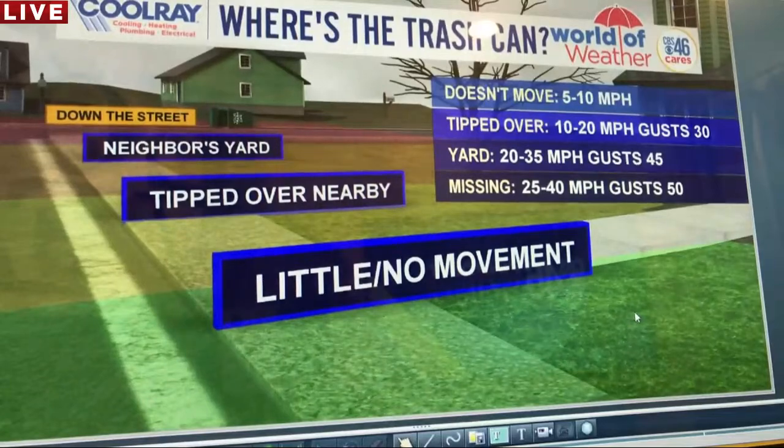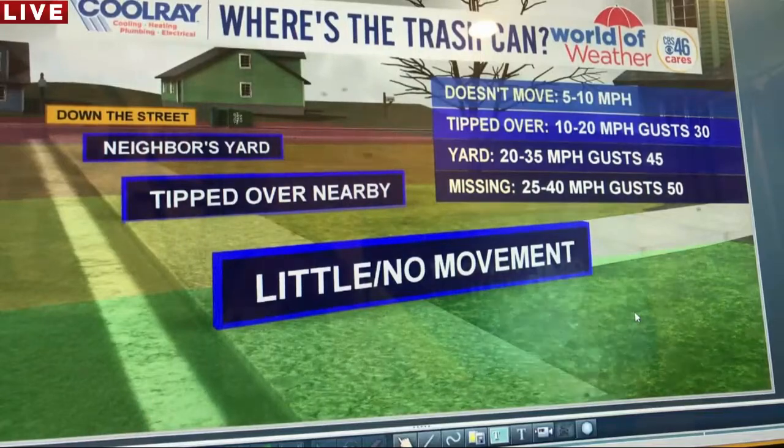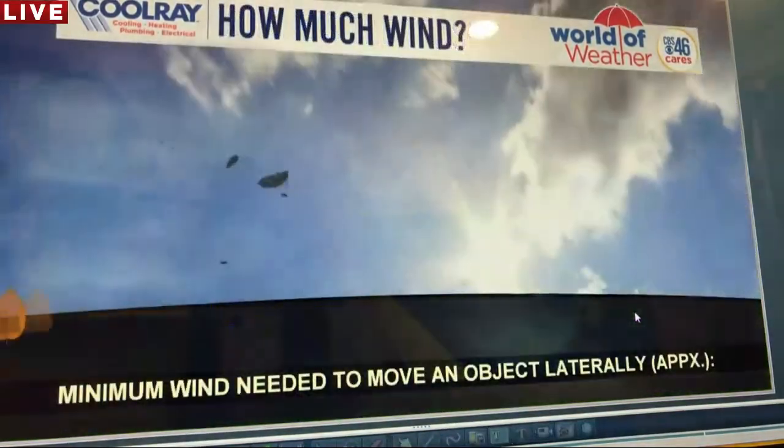Now, during a thunderstorm, we see those winds really pick up with gusts up to 45 miles an hour. That's when it can go into your neighbor's yard. If we see winds over 40 miles an hour, that's when it can go down the street. And again, that's for an empty trash can. It all depends on how big it is, how heavy it is, but that's a general frame of reference you can use as to how strong the winds need to be to move objects across the yard.